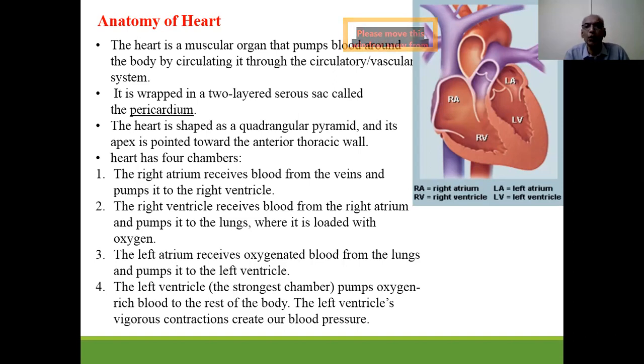Right atrium, which receives the blood from the veins and pumps it into the right ventricle. Right ventricle receives the blood from the right atrium and pumps it to the lung where it is loaded with oxygen. Left atrium, which receives the oxygenated blood from the lungs and pumps it into the left ventricle. Whereas the last chamber is the left ventricle, which is the strongest chamber, which pumps the oxygen-rich blood into the rest of the body through the aorta.